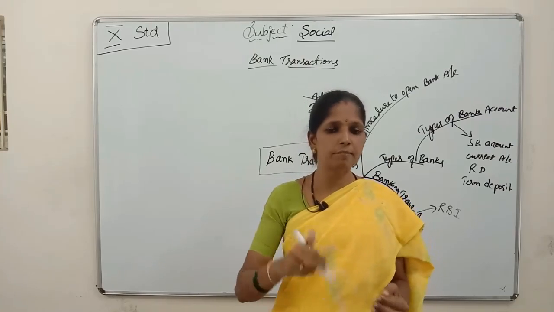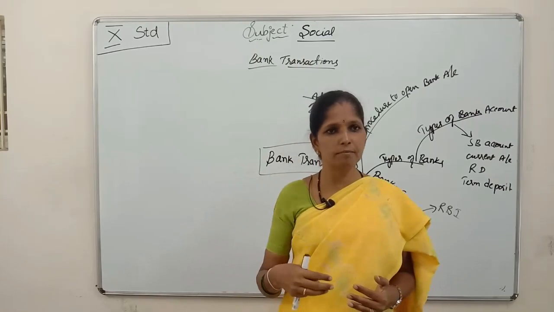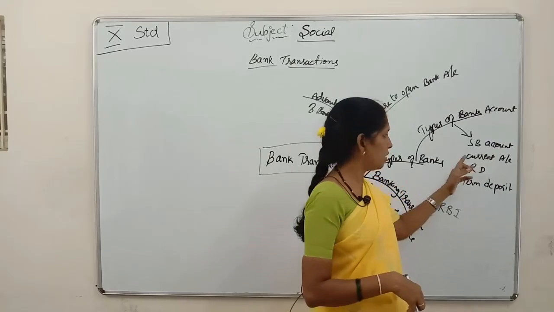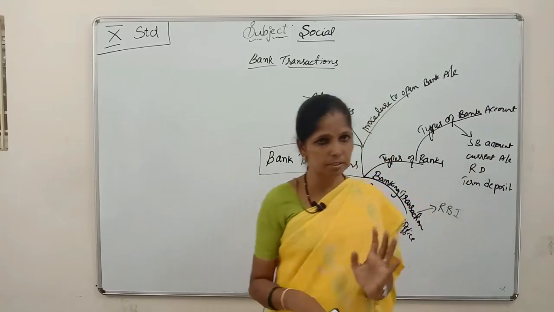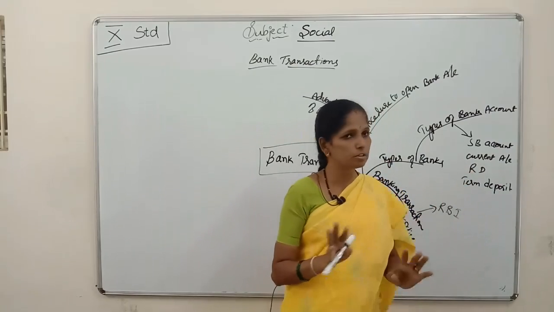With an SB account, whenever you want, you can deposit money, and whenever you want, you can withdraw that amount. That facility is available in the SB account. Whereas the current account is only for business purposes, and RD is fixed and term deposit is also fixed.